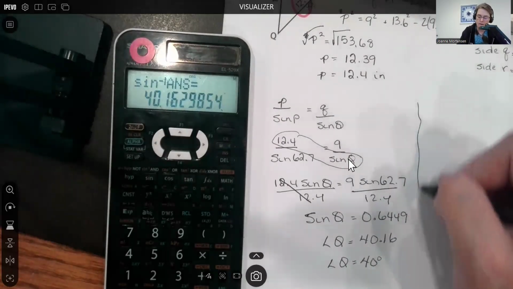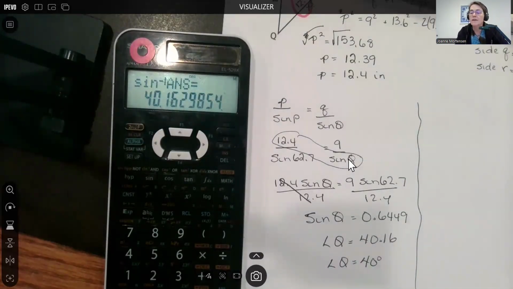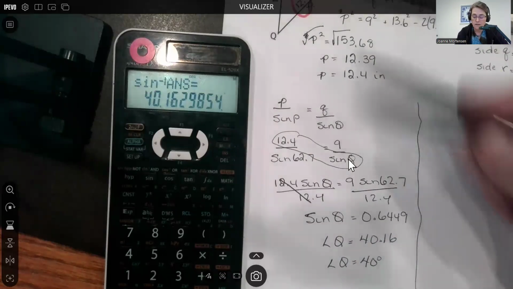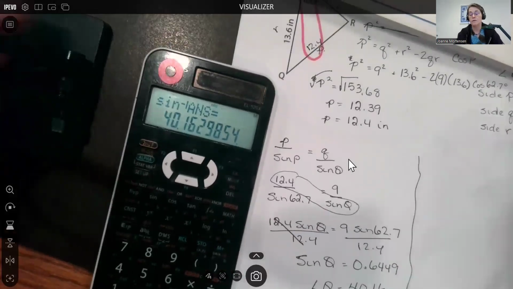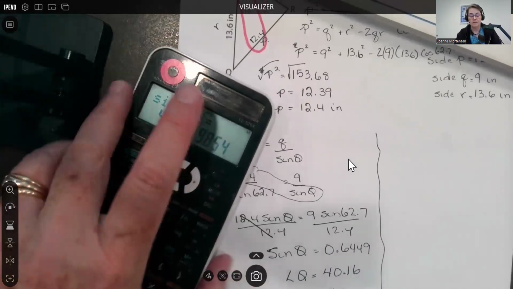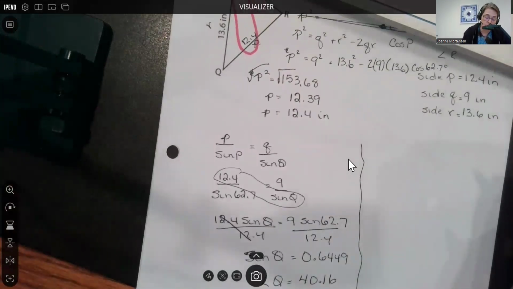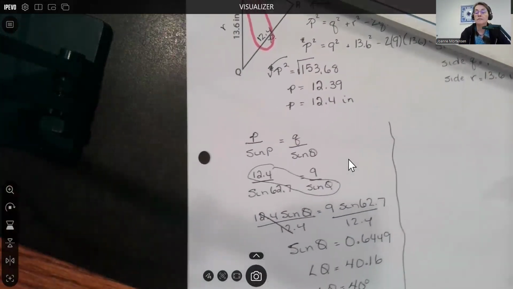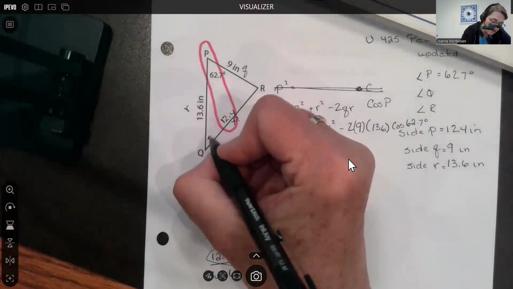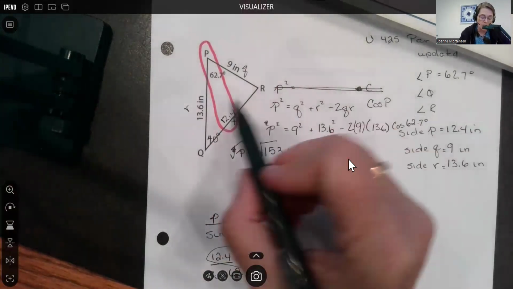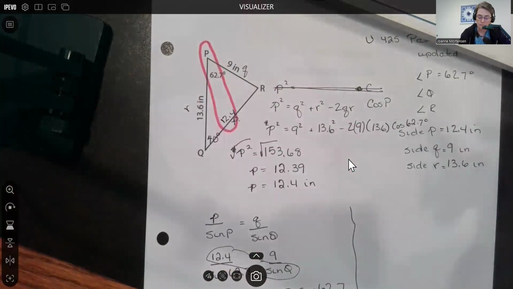Like I said in one of the previous videos, if I was doing this on a test, I would do this, and then I would just go 180 minus the other two angles. And I would give you full marks if you did this. Because we have the time, I'm going to solve for the last angle. So I now know Q is 40 degrees. I'm going to solve for R using the sine law, and then I can add up my three answers for the angles and see how close I am to 180.